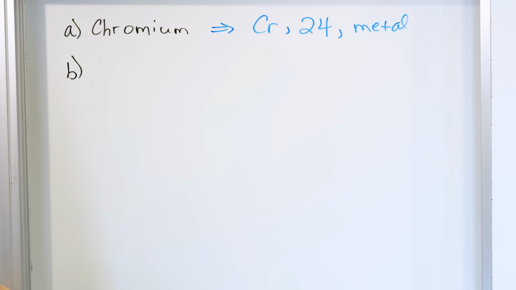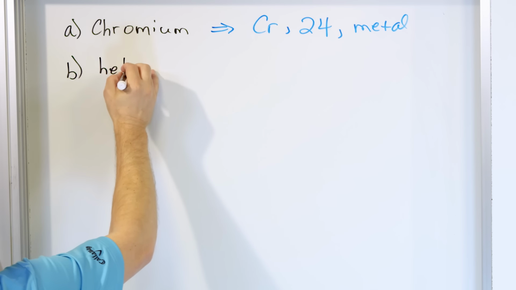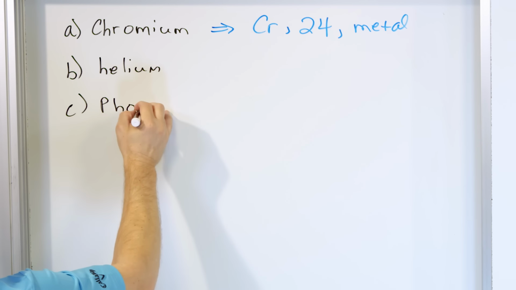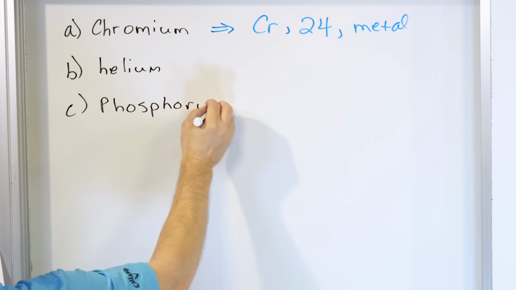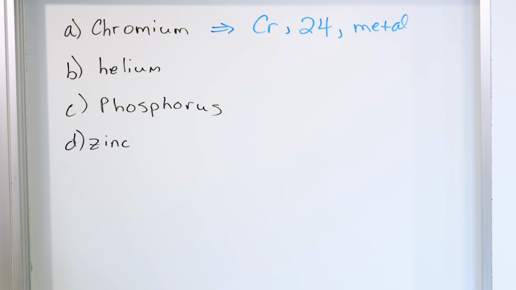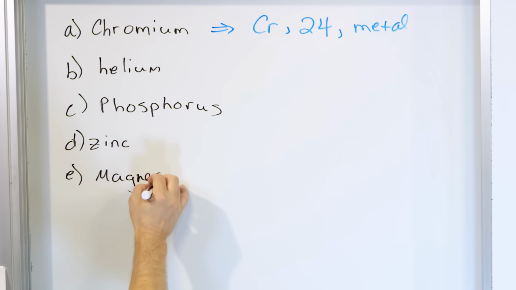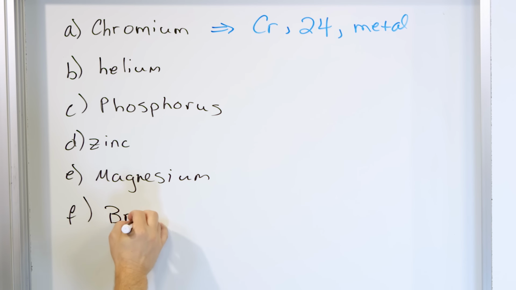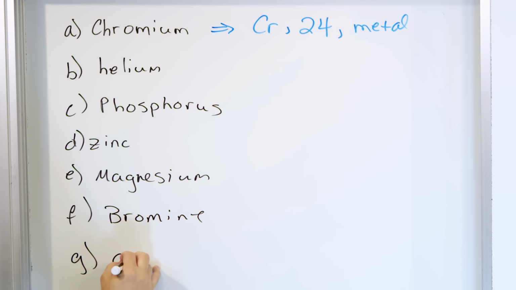So next we're going to do helium, and then after that we'll do phosphorus, and after that we'll do zinc, and then after that we'll do magnesium, and then after that, we'll do bromine. And then after that, we'll do arsenic. Don't want to eat any arsenic. Not good for you.